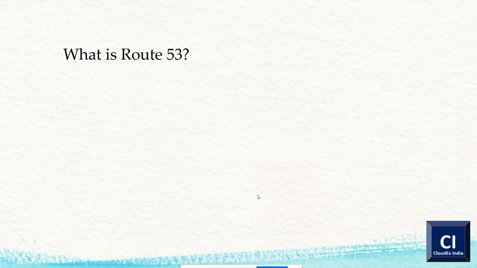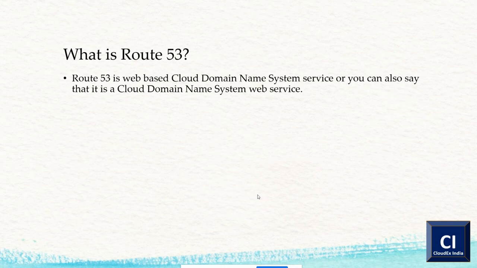So let's see the definition of Route 53. Route 53 is a web-based domain name system service. When I say domain name system, it is DNS in short. As I said, what DNS does is resolve the name into IP or IP into name. So you can also call it cloud domain name system web services. I hope you understand and can differentiate what is route and what is 53. This is the collaboration of two things: one, name resolution, and also routing the traffic to the healthy host, or the nearest host, or the one closest to you.